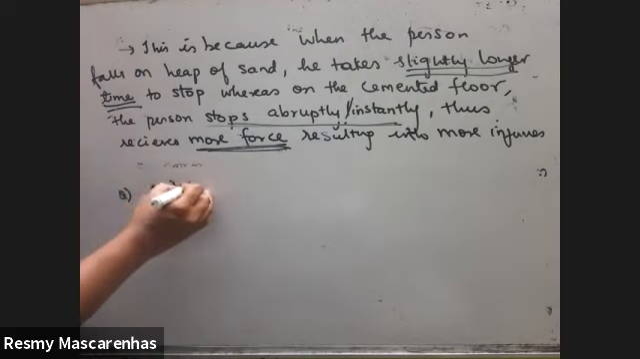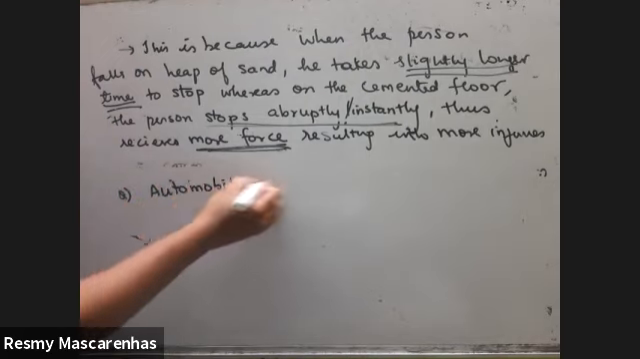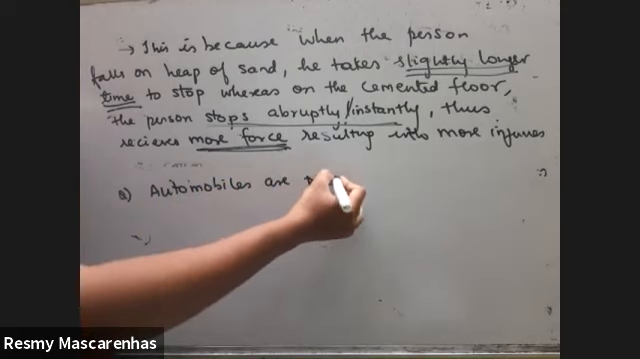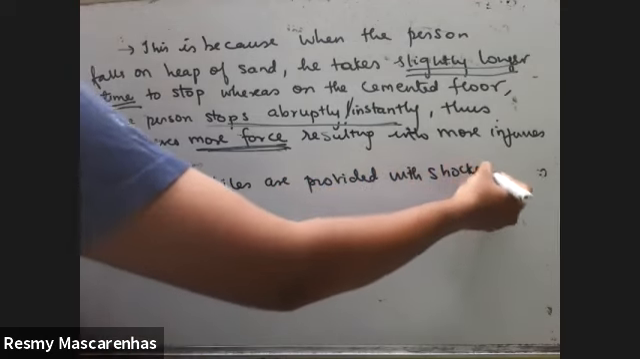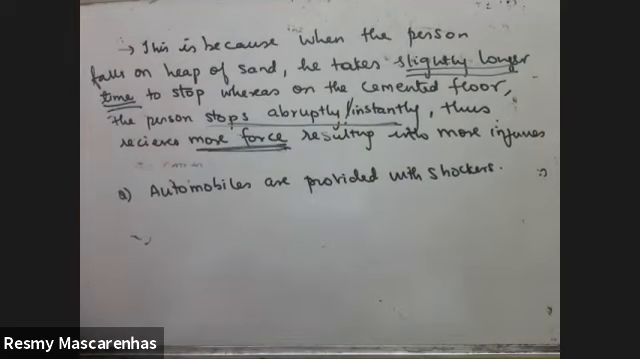Next question. Automobiles are provided with shockers. A bike, your car will have something called shock absorbers. So why are they provided with this? So what happens when you are moving on some road which is uneven, like on a speed break or a pothole? Your car will receive a jerk.